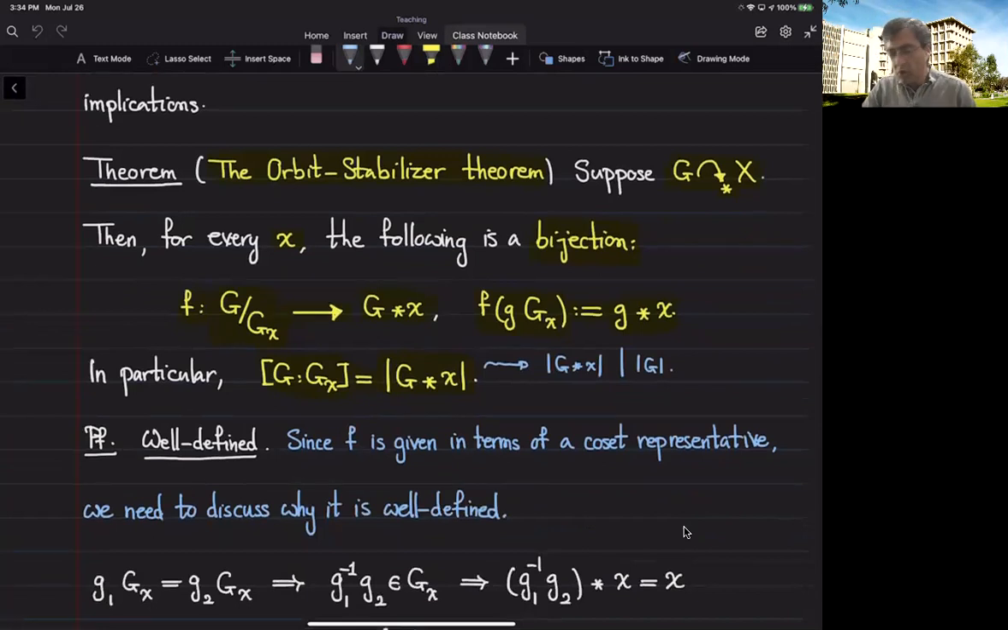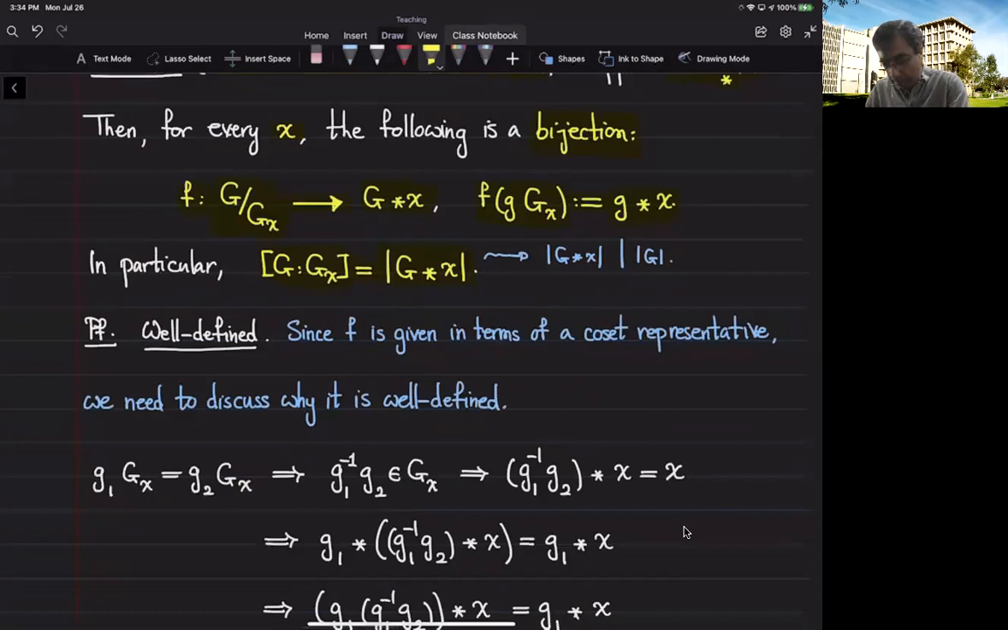As you can see, this function f a priori depends on the choice of a coset representative, and we need to argue that it is indeed independent of the choice of this g. So if I change this g to some other representative of this coset, why do I end up getting the same point in the G orbit of X? That's the question that we have to address.